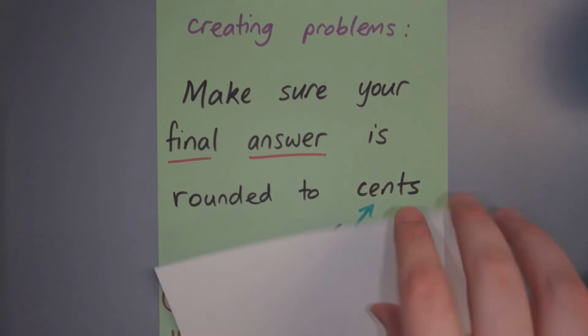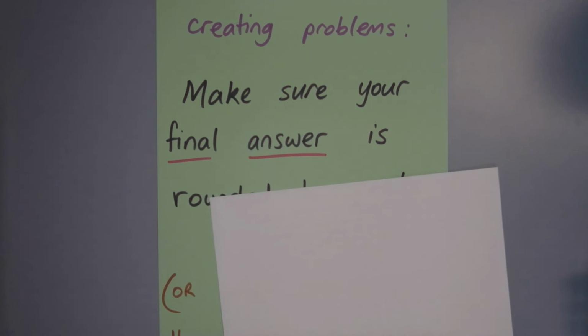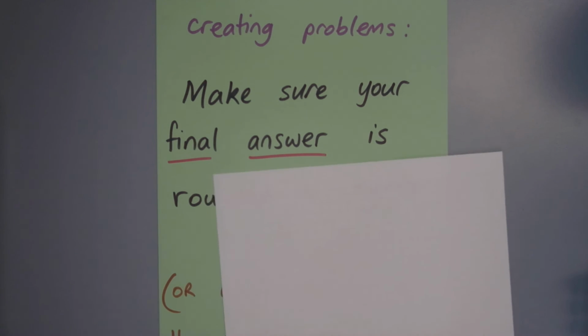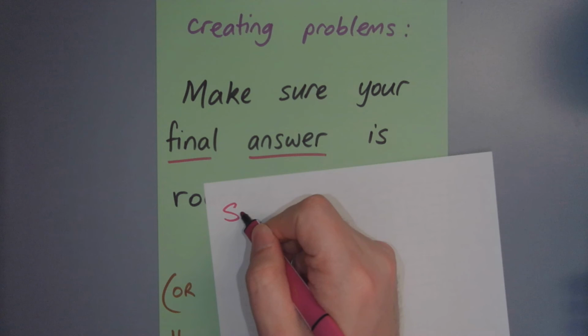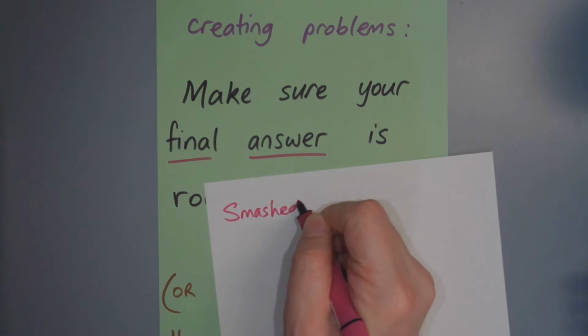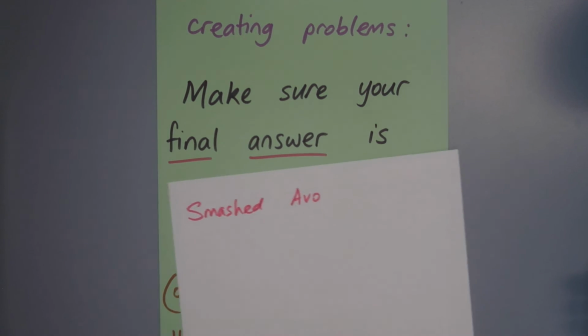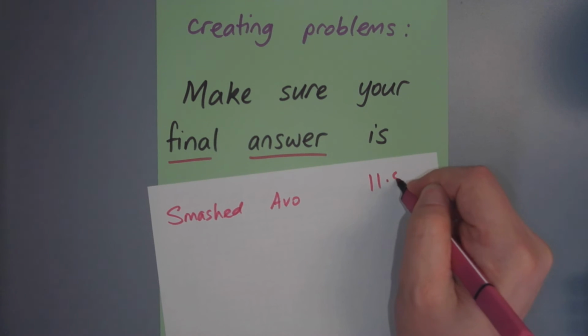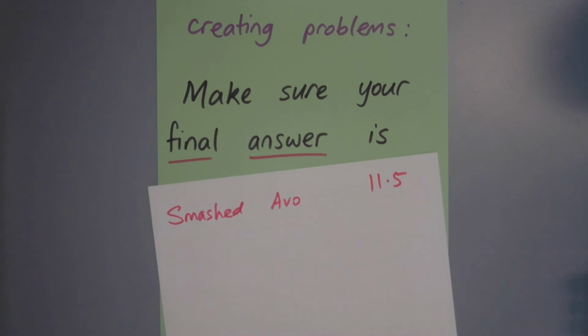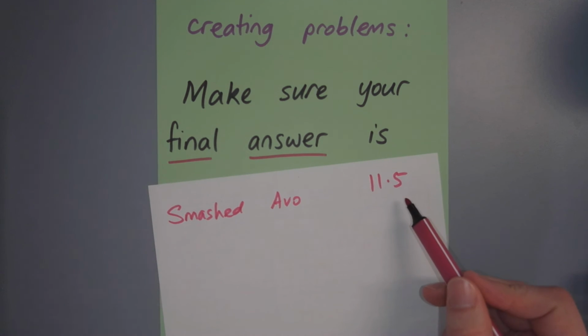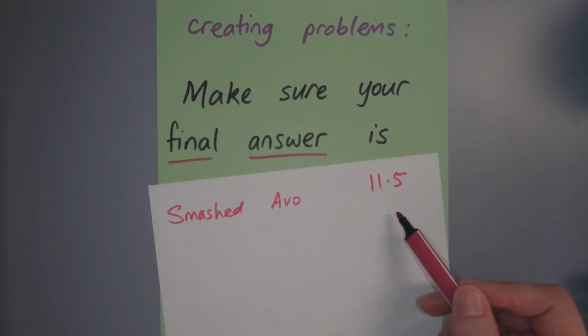Please don't be like those cafes that try to be a bit too hipster for their own good and say smashed Avo on their menus, and then they wrote 11.5. That for me is just like, that's incorrect. We know what it means, but it kind of is a bit misleading. People think $11.50.